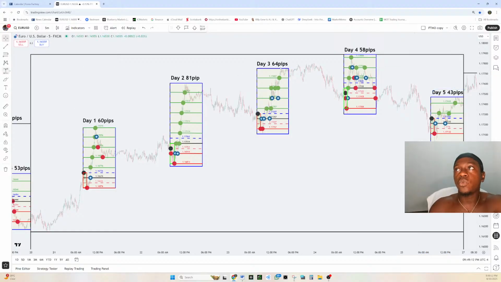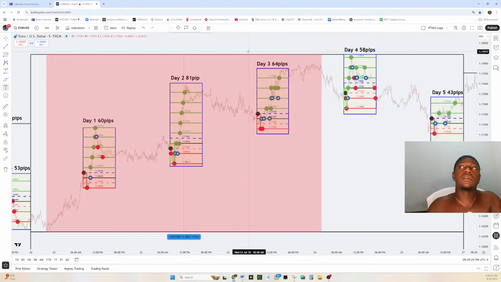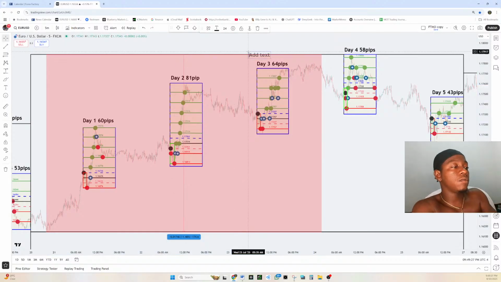Let's measure the week from high to low. What are we looking at? Like 147, week 29. Let's put it right here. Week 29, 147 pips.